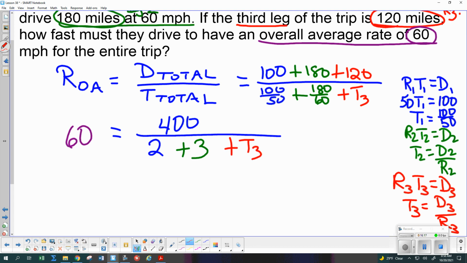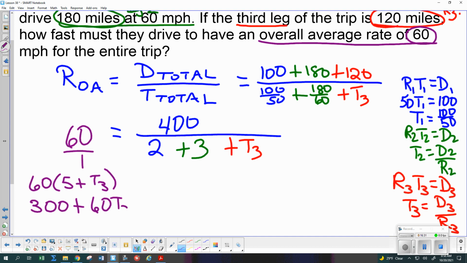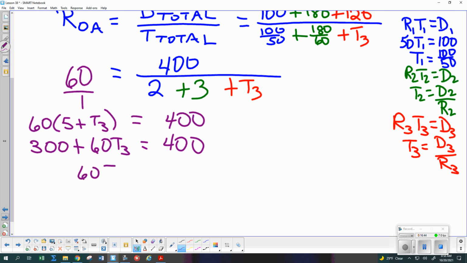So I have 60 equals 400 over 5 plus T3. So I'm going to do a cross product. I'm going to take the 60 times the 5 plus T3 so that I have 300 plus 60 T3 equals 400. There's cross product there. And that means 60 T3 is 100. So T3 is 100 over 60, or 10 over 6, or 5 over 3.